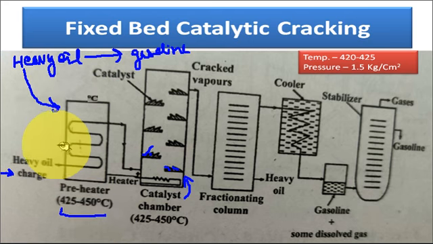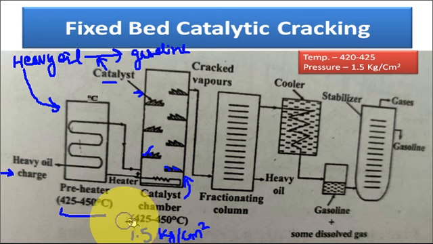Now these heavy oil vapors are passed into the catalytic chamber. In this catalytic chamber, the catalyst is placed in the form of pellets. In the presence of this catalyst, at a temperature range of 425 to 450 degrees centigrade and a pressure of 1.5 kilogram per centimeter square in this catalytic chamber, the heavy oil vapors are cracked and converted into a mixture of lower molecular weight hydrocarbons.